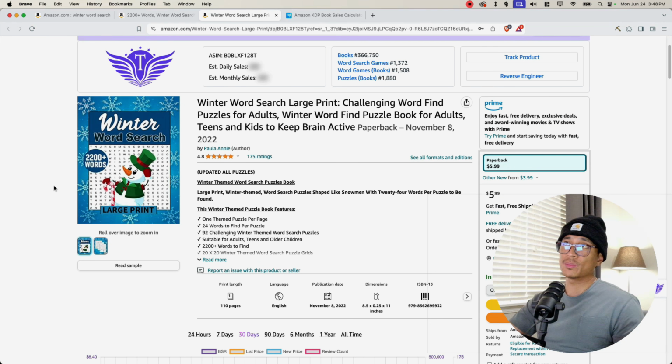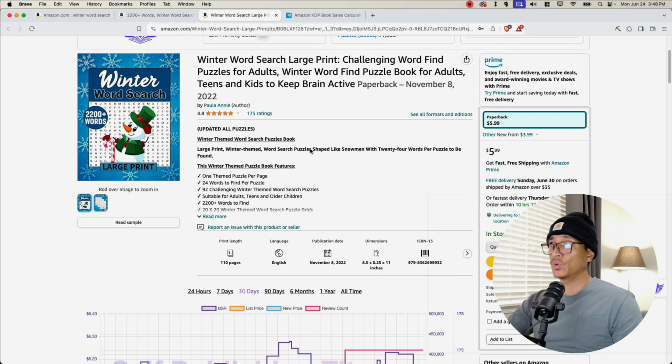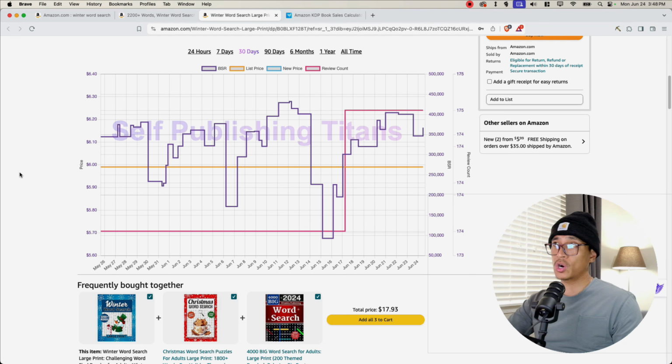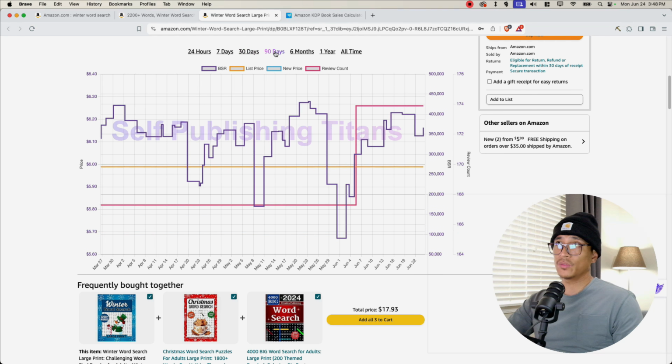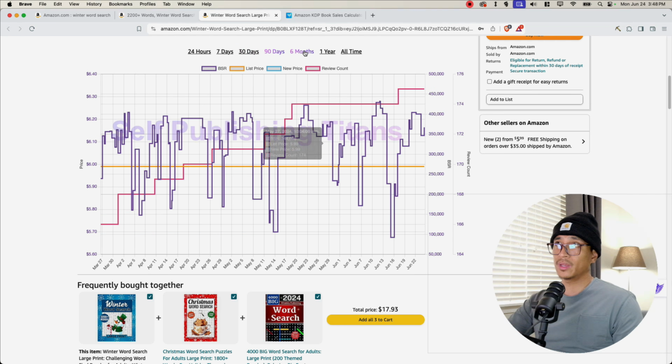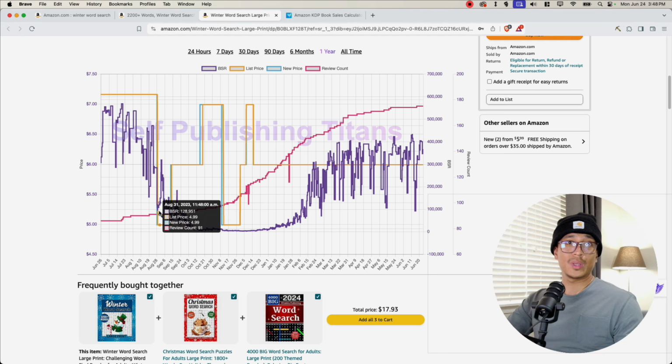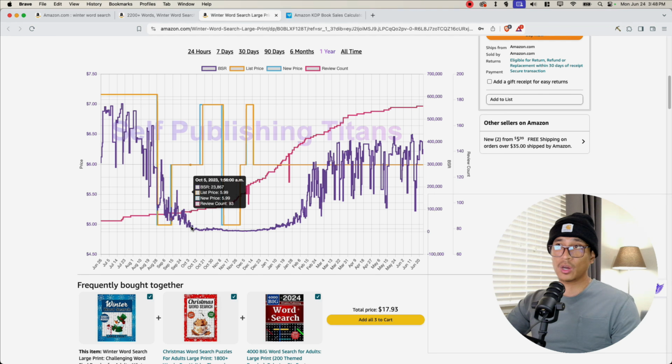Now, if we look at this book right here, it's ranking at 366,000. And if we look at the BSR right here, we can see that it does sell a couple times a month. If we go to the past 90 days, same story, 6 months to a year. We can see the same pattern with all of these seasonal books: around October, all the way through, I would say, the end of January, it sells very, very well. And the best time is really around November up until right before Christmas time.